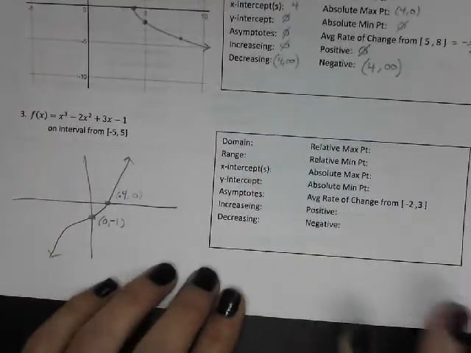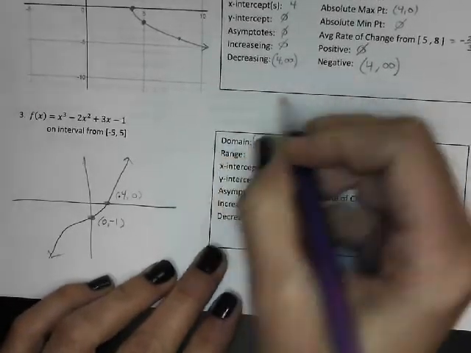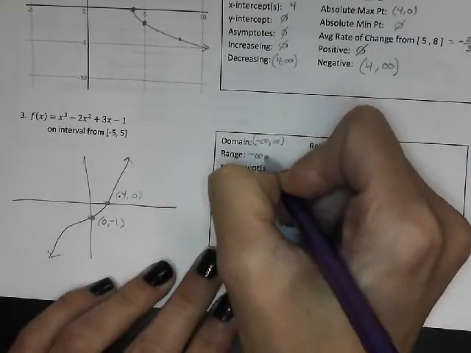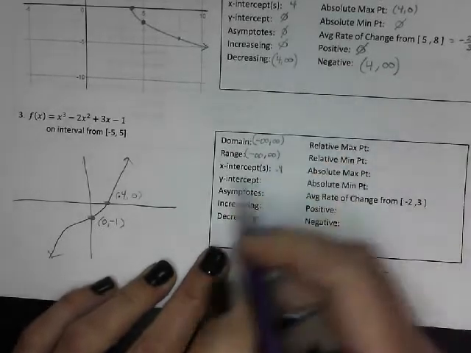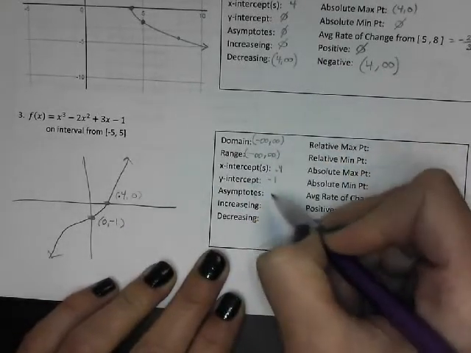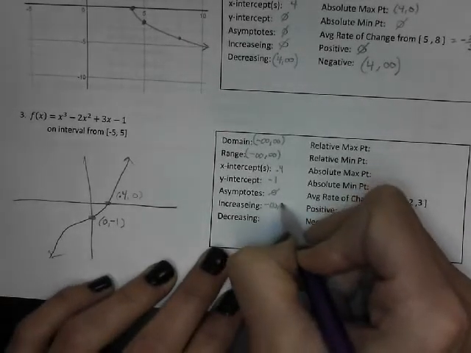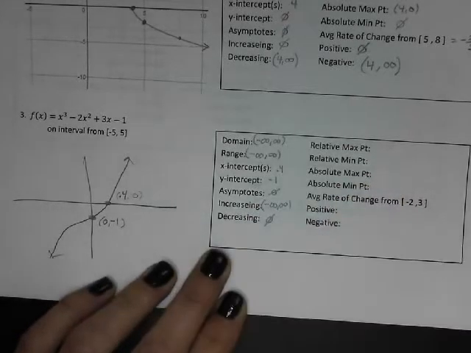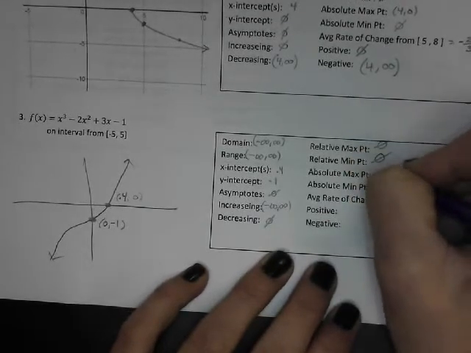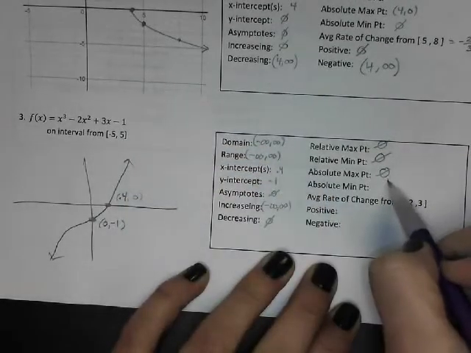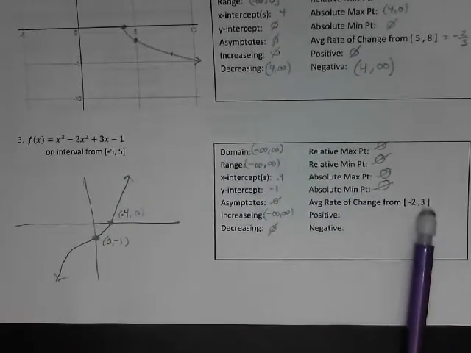All right, so our domain, negative infinity to the left, to the right, positive infinity. Range goes as low and as high as it wants to, so negative infinity to infinity. X-intercept, 0.4. Y-intercept, negative 1. Asymptotes don't exist. It's increasing always. It's decreasing never. It's constant never. There are no relative max, no relative mins, no absolute max because it goes up forever, no absolute min because it goes down forever. Average rate of change from negative 2 to 3.